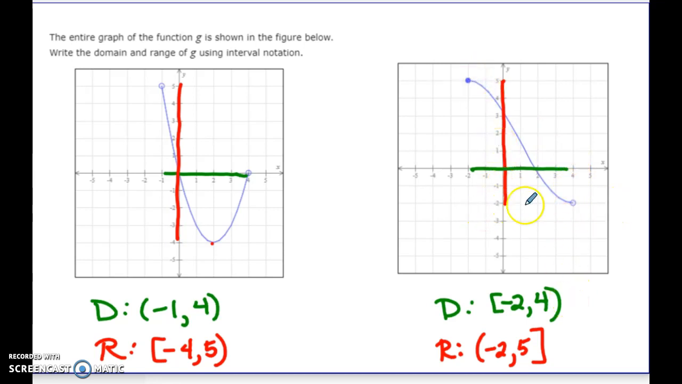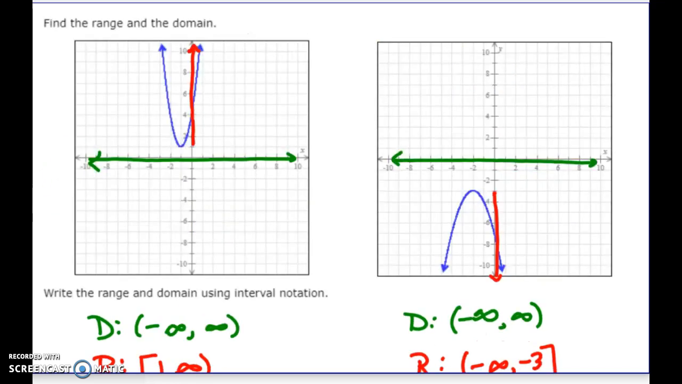For the range, how low does it go? Its lowest spot is down here at -2. Highest spot is up here at 5. The -2 is the open, so it's not included, parentheses. The 5 is with the filled in, so it's got a bracket.